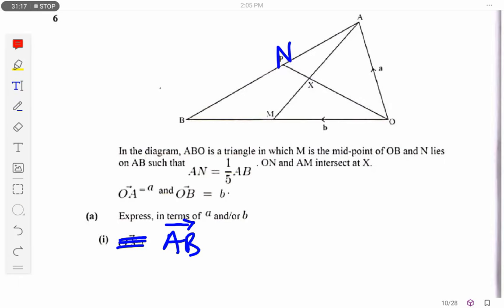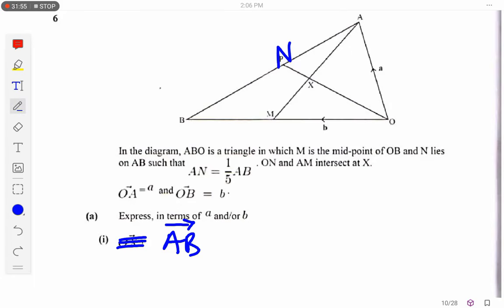So let's answer this question. It is given the diagram: ABO is a triangle in which M is the midpoint of OB and N lies on AB such that AN, that's why I was saying there was no P, AN is equal to 1 over 5AB. ON and AM intersect at X. You see now, that's where our N comes from. Then we are given OA is A and OB is B.